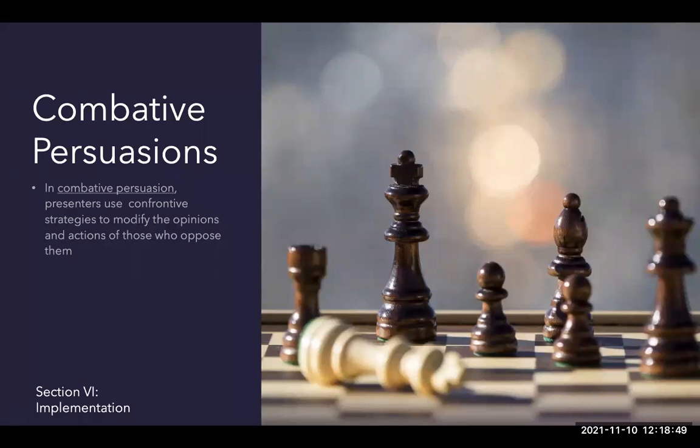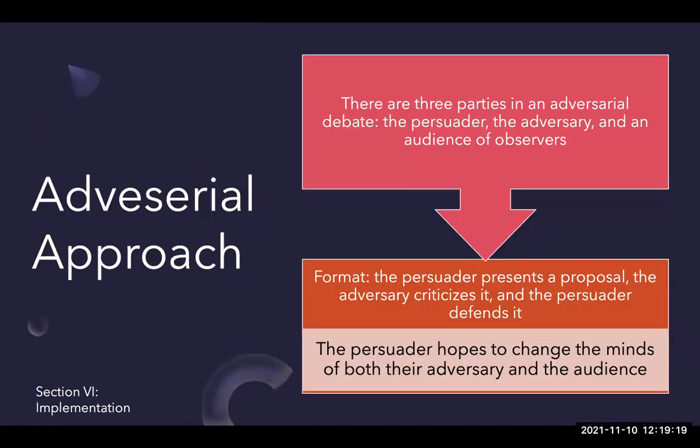So in combative persuasion, presenters use confrontive strategies to modify the opinions and actions of those who oppose them. Persuaders debate an adversary, hoping to convince observers to choose their point of view, and persuaders use one-on-one confrontation to change the adversary's position, and negotiate with the other party. So there are three parties in an adversarial debate, and those would include the persuader, the adversary, and the audience of observers. The format would be that the persuader presents a proposal, the adversary criticizes it, and the persuader defends it. So the persuader hopes to change the minds of both their adversary and the audience.